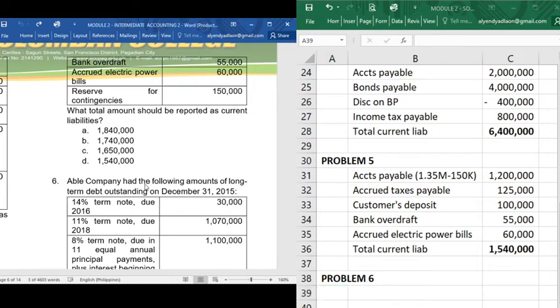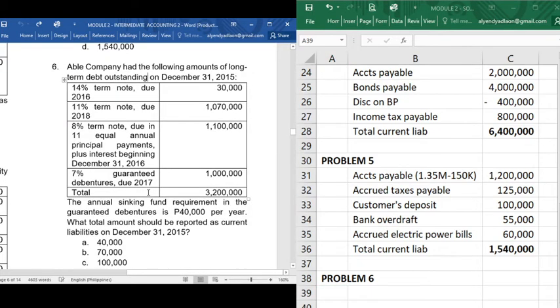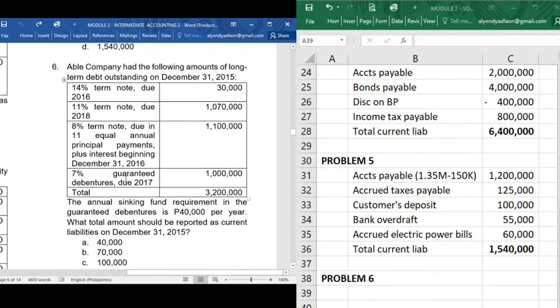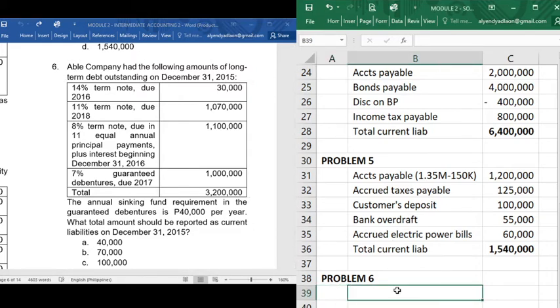Next, let's proceed to problem 6. Able Company had the following amounts of long-term debt outstanding on December 31, 2015. Question: what total amount should be reported as current liabilities on December 31, 2015? First, 14% note payable due 2016. Take note, it is already due within 1 year, so that is treated as current liability.